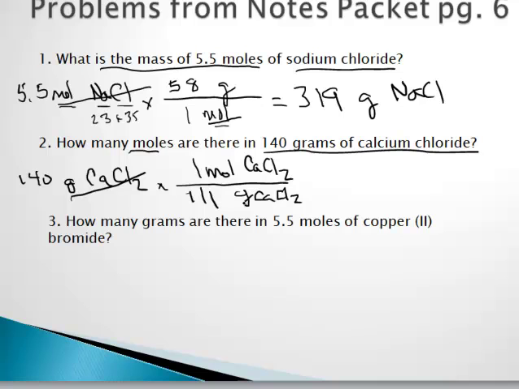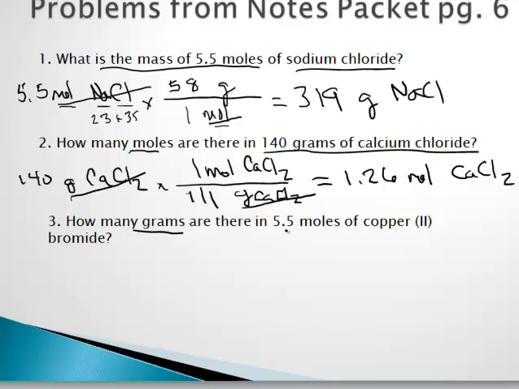So our grams cancel. We're left with moles, and that's what we're trying to find. So 140 divided by 111 gives us 1.26 moles of calcium chloride. Let's take a look at number 3.